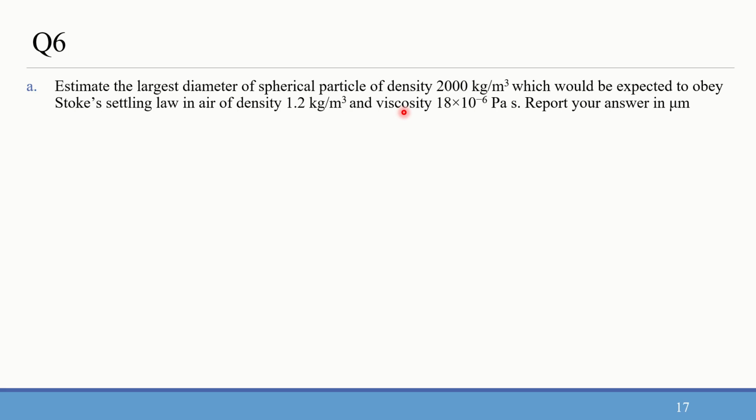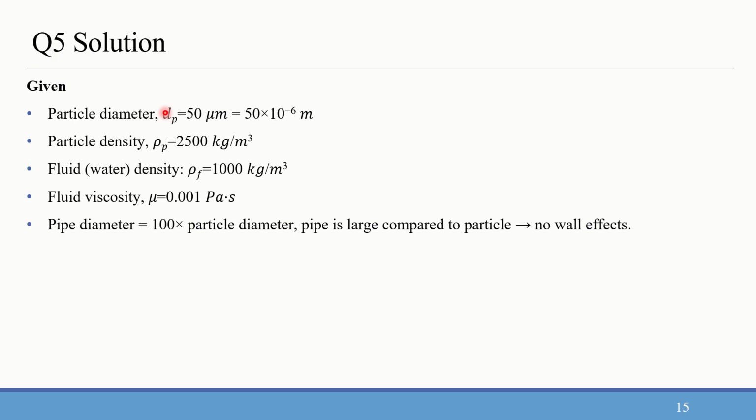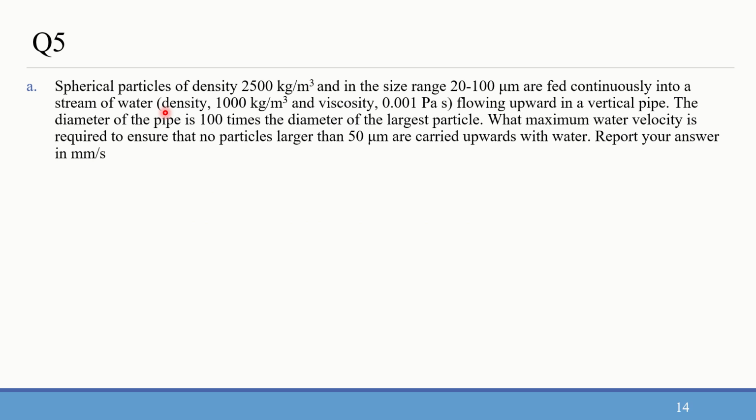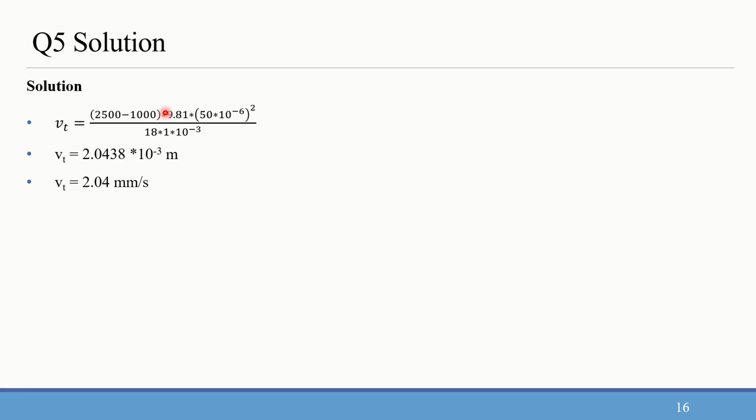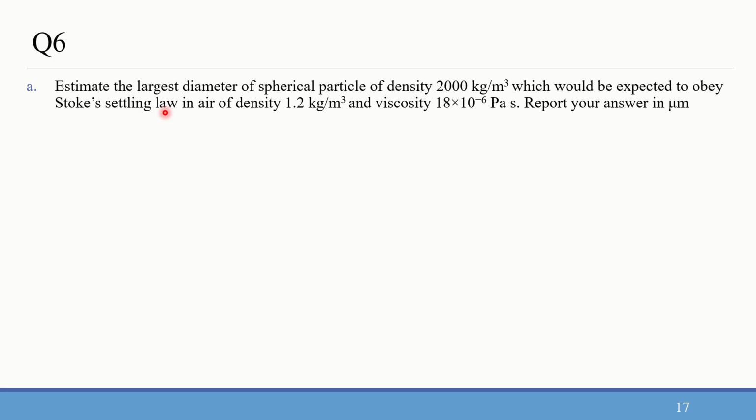Now we will go to question 6. In question 6, estimate the largest diameter of the spherical particle of density 2000 kg per meter cube which would be expected to obey Stokes settling law in air of density 1.2 kg per meter cube and viscosity 18 into 10 power minus 6 pascal second. Report your answer in micrometer.